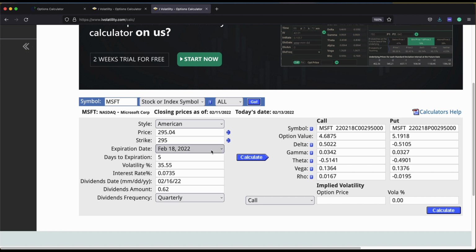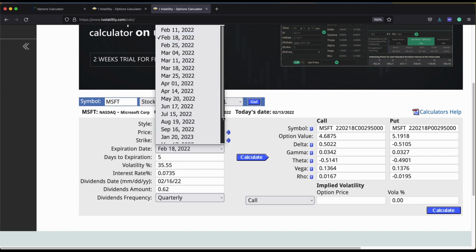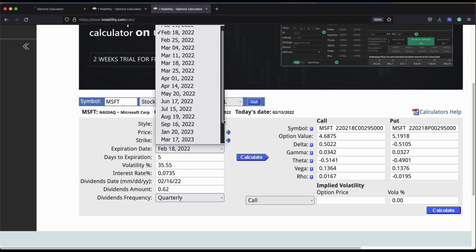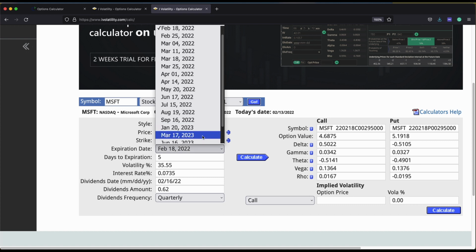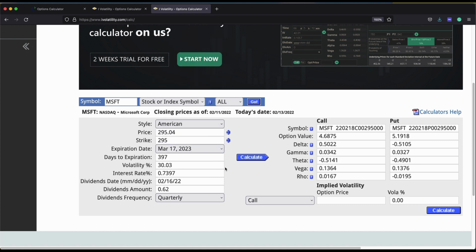Now, for example, Microsoft is one option that you are interested in. And say in this particular case, you believe that Microsoft has room to grow, and that in a year it can grow substantially. In that case, I select an option chain of March 17, 2023. Now you see that once you have selected this option, your days to expiration has changed. The volatility has also changed accordingly. You don't have to find this information. It fetches this information based on the last trading day's closing.